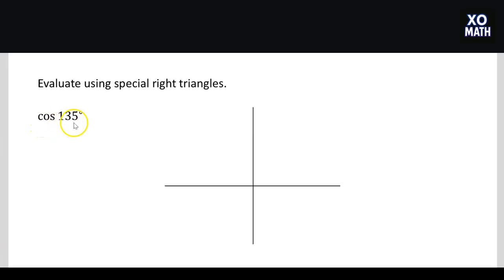Now we'll evaluate cosine of 135 degrees. My angle in standard position starts on the positive x-axis. The terminal side will be in quadrant 2, where 135 degrees is, halfway between 90 degrees and 180 degrees. The reference angle this time is 45 degrees.